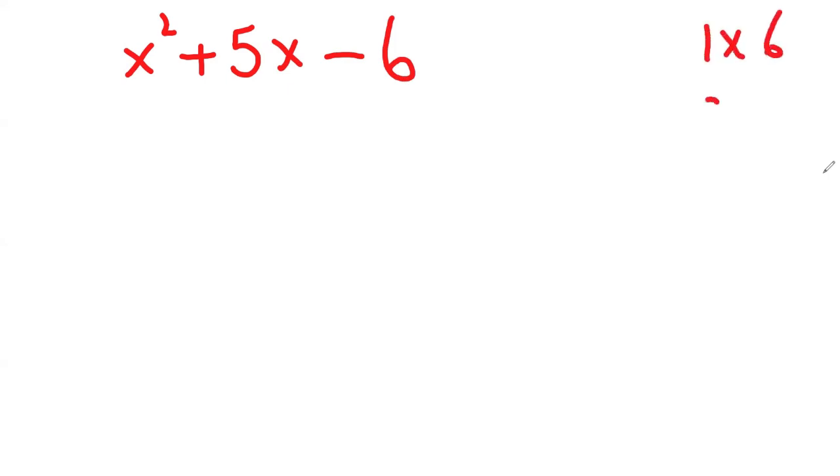X squared plus 5x minus 6. The third term is 6. Make factors of 6. 1 multiplied by 6. 2 multiplied by 3. And minus, again, check the minus sign. The third term is having negative sign. It means that you have to subtract the two factors and you are going to get the middle term 5.